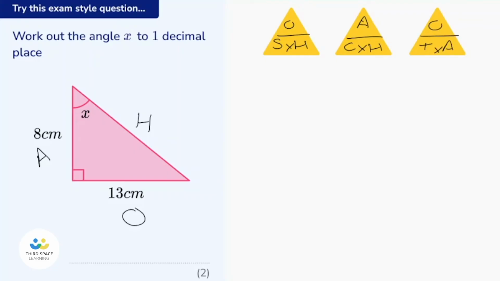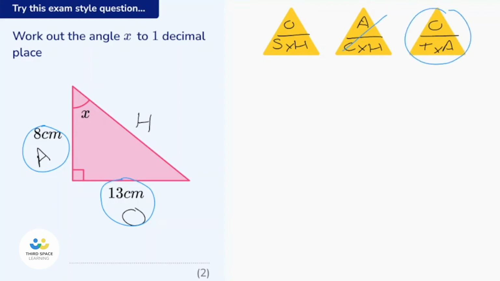Now we need to decide which triangle we're going to use. So let's go back to the question. We can see we have information about the adjacent, it's 8 centimetres, and we have information about the opposite side, it's 13 centimetres. We know nothing about the hypotenuse, so let's forget about it. So we're looking for a triangle that has O and A. Well, we can see it's this one over here, O and A.